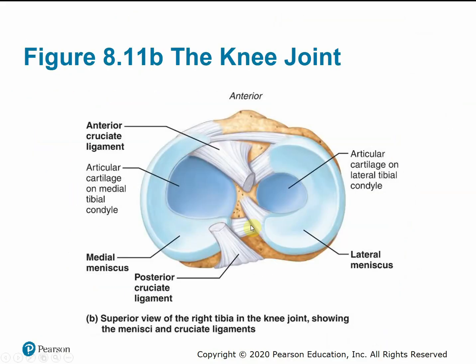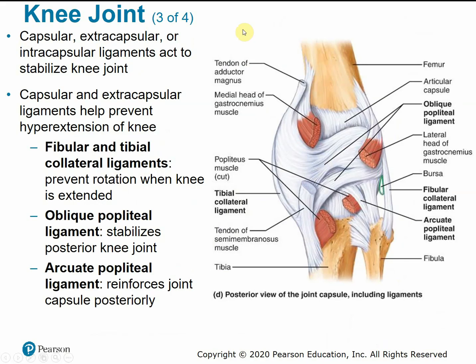And showing the lateral and medial meniscus to help improve that fit of the bone ends of the femur onto the tibia. The knee also contains several ligaments to help stabilize and support it. So some ligaments found in the capsular and extracapsular region help prevent a hyperextension of the knee. So your fibular and tibial collateral ligaments are going to help prevent the knee from rotating while it's extended.